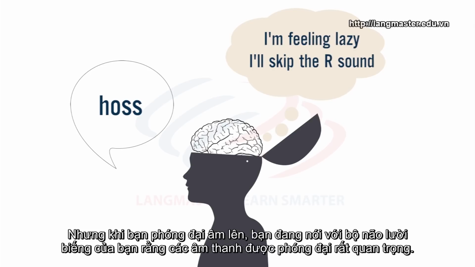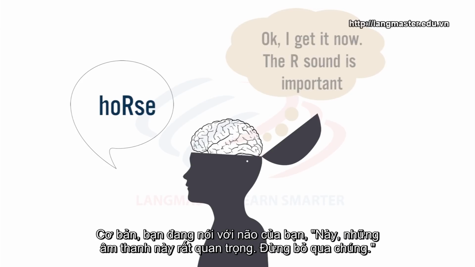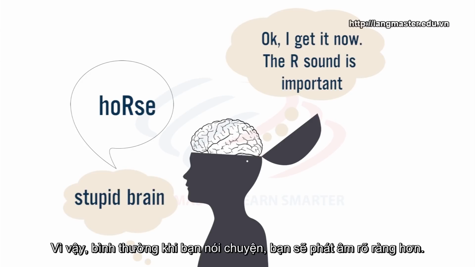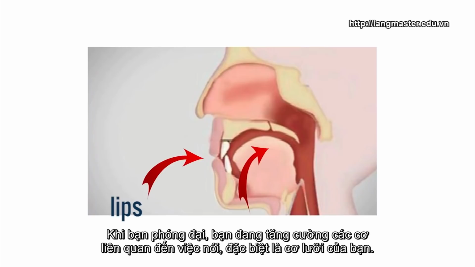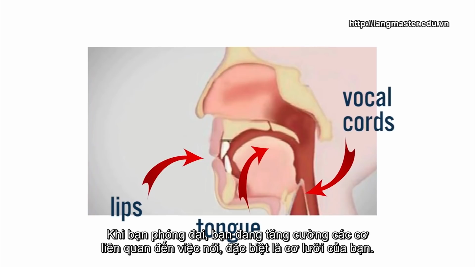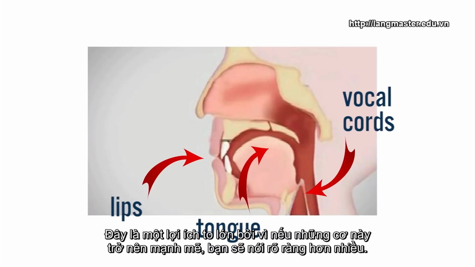But when you exaggerate, you're telling your lazy brain that the sounds being exaggerated are important. You're basically telling your brain, hey, these sounds are important. Do not ignore them. So when you speak normally, you will sound much clearer. But that's not all. When you exaggerate, you're strengthening the muscles involved in speaking, especially your tongue muscles. This is a huge benefit because if those muscles are strong, you will speak much clearer.